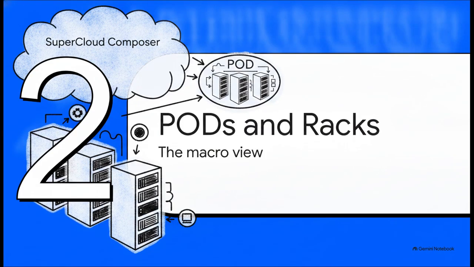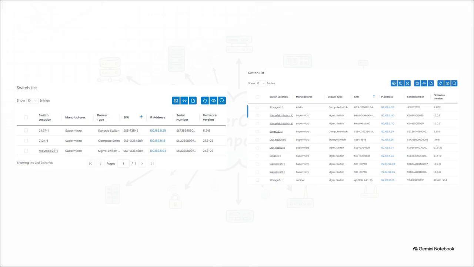Moving right along to Section 2, top-level pods and racks. We're shifting to the macro view, which is exactly where most of us start our diagnostic journey anyway, right? So at this level, it's all about visibility, and the switchless interface seriously delivers. Click on a POD, a group, or a rack, and boom, you instantly get this clean, high-level data view. Just at a glance, you can pinpoint every switch's location, the manufacturer, the exact SKU, its IP address, and its current firmware version. It completely eliminates the guesswork and gets rid of that tedious manual spreadsheet tracking.